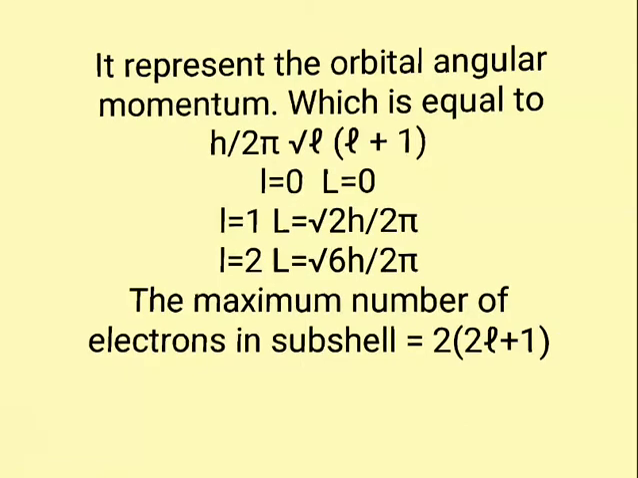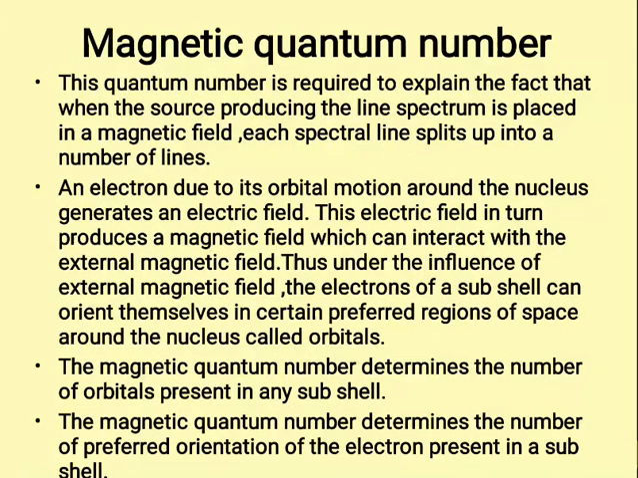Let us now talk about the third quantum number, called the magnetic quantum number. This quantum number is required to explain the fact that when the source producing the line spectrum is placed in a magnetic field, each spectral line splits up into a number of fine lines, and this is called the Zeeman effect.